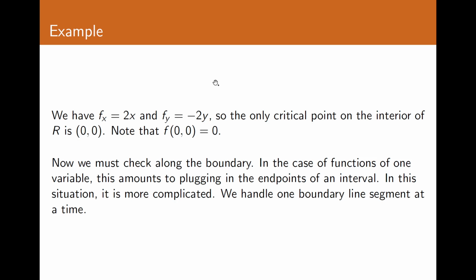So now we have to check along the boundary. When we had functions of a single variable, this was super easy. All we did was plug in the endpoints of the interval, and then you looked at what was the biggest and the smallest from the critical points you found on the interior and the edges, and then you were done. However, in this case, we have line segments as our edges of our region, so we can't just plug a line segment in. We're going to have to restrict the function f to be on those edges, and then do a max-min problem for each one of the edges.